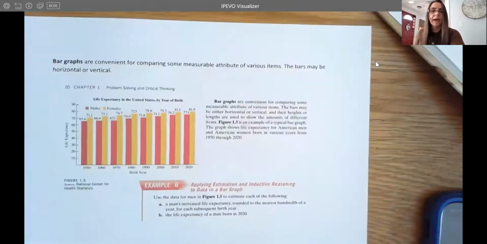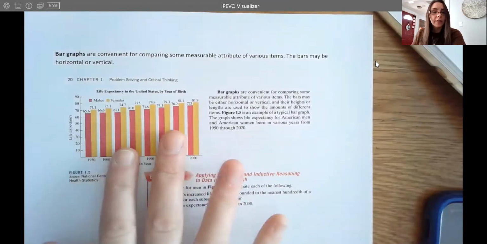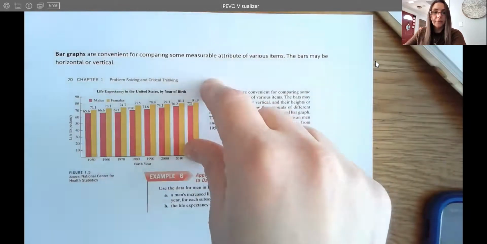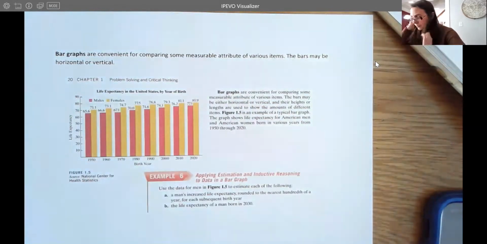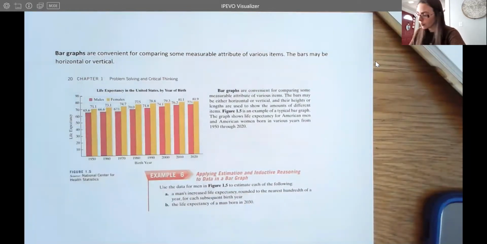Now, there are other types of graphs, not just circle graphs or pie charts. So we have bar graphs too. Bar graphs can go vertical like this, or they can even go horizontally with the bars going left to right. So this is a vertical one. Bar graphs are convenient for comparing some measurable attributes of various items. The bars may be either horizontal or vertical. Their heights and lengths are used to show the amounts of different items. So they tend to be frequency amounts. So how many are in each group?